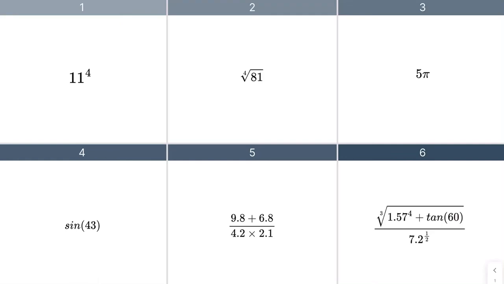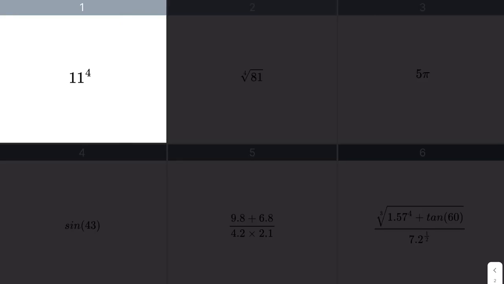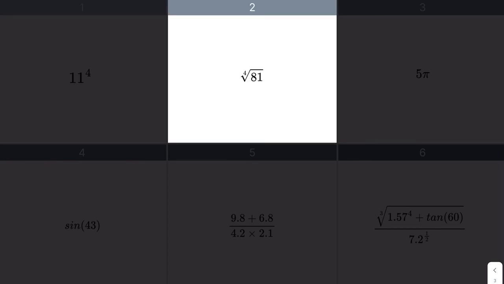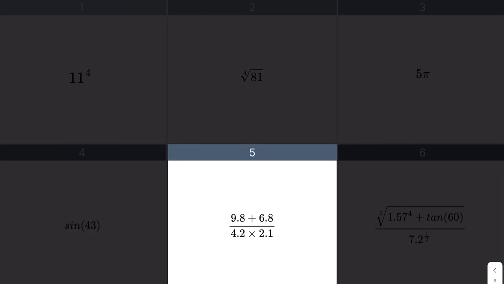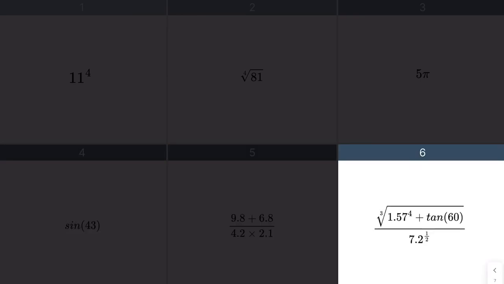Calculator questions is what we're going to look at in this video. It's split into 6 parts. So we're going to start off by looking at questions with powers. We're then going to move on to looking at questions with roots, and then pi, and then trigonometric functions, and then fractions, and then finally looking at everything combined. So we've got trigonometric functions, we've got powers, we've got a root, we've got a fraction.